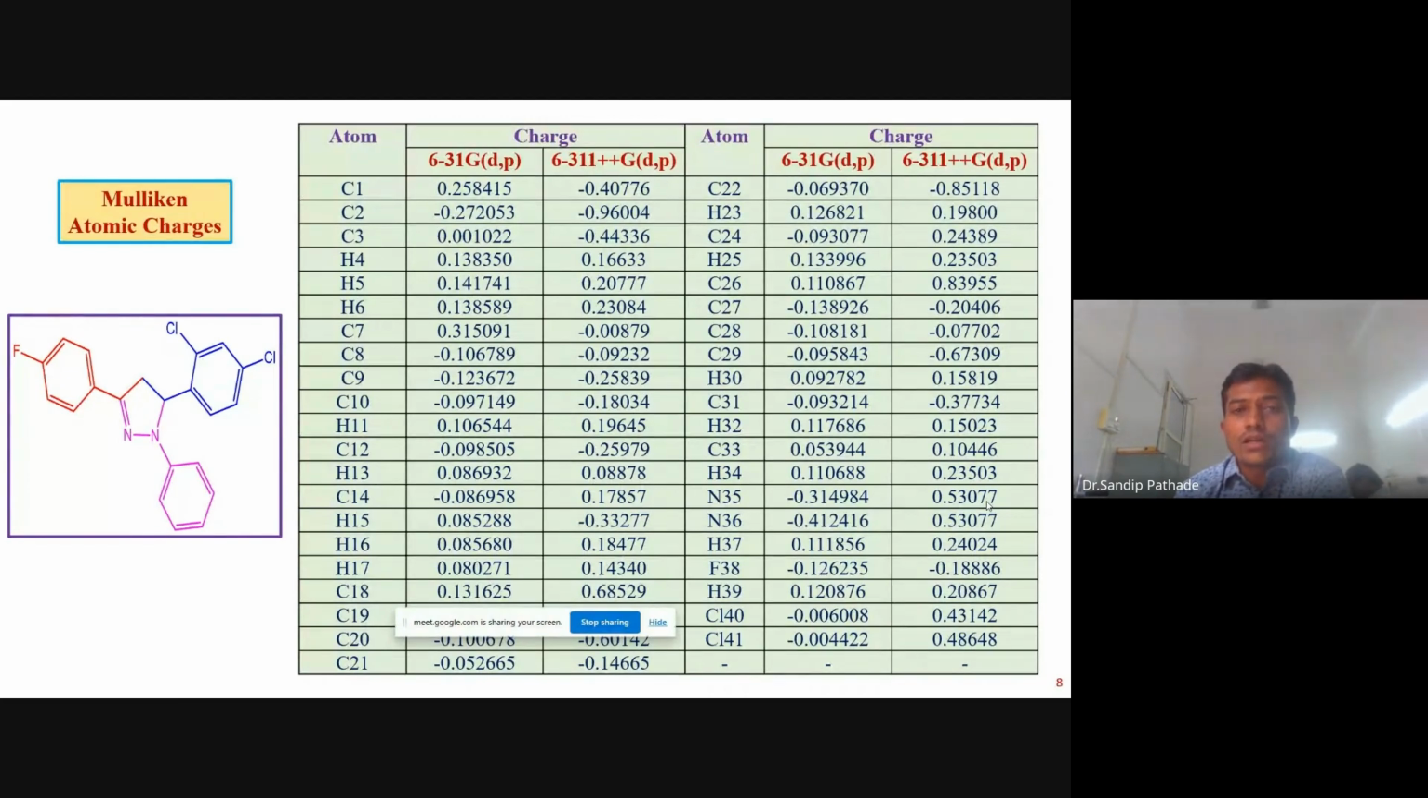Therefore, it is clearly shown from this result that the 6-311++G(d,p) basis set overestimates the charges, while the 6-31G(d,p) basis set gives the normal atomic charge.